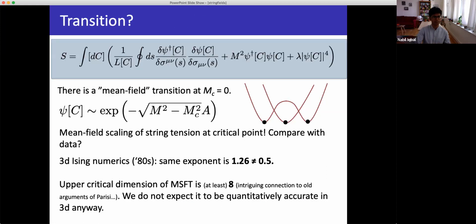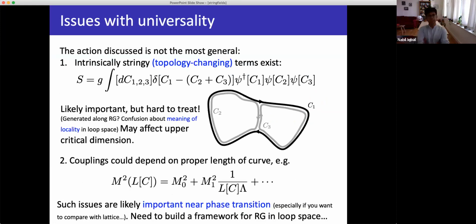I want to, in the interest of disclosure, tell you things that I neglected, okay? And if you're doing a Landau-Ginzburg description, you want to write down the most general action that you can. I actually didn't write that down. Let me tell you what I neglected.